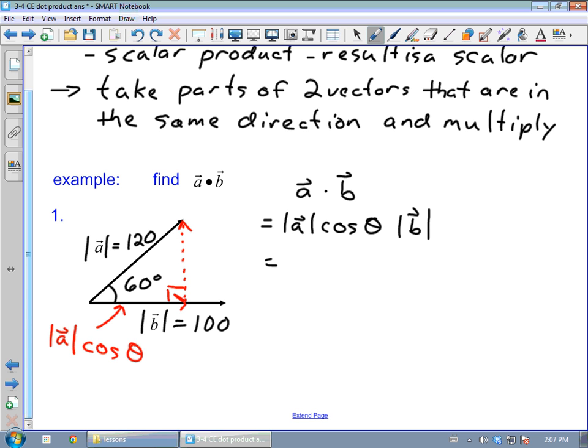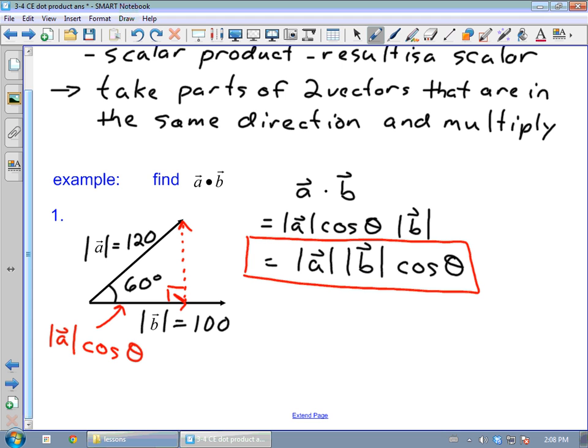And I'm just going to rewrite this as magnitude A, magnitude B, cos theta. Okay? That right there is the definition of the dot product. Okay? Magnitude A, magnitude B, cosine of the angle between them.